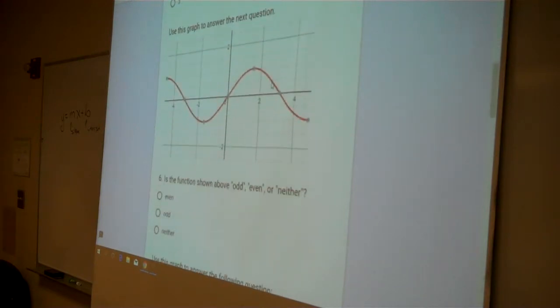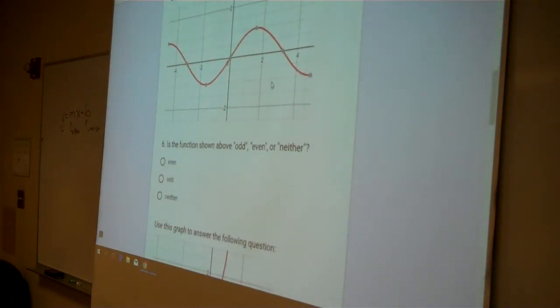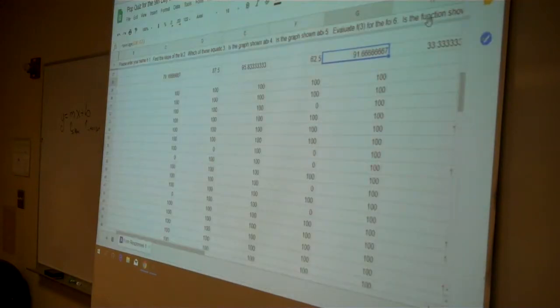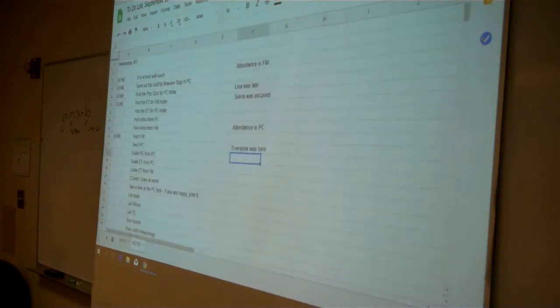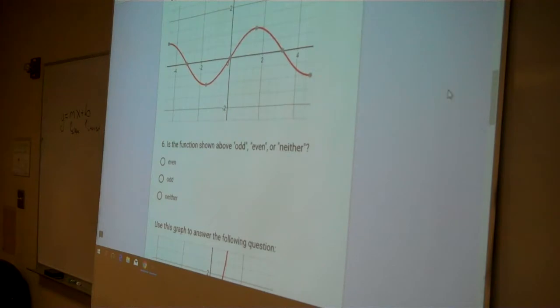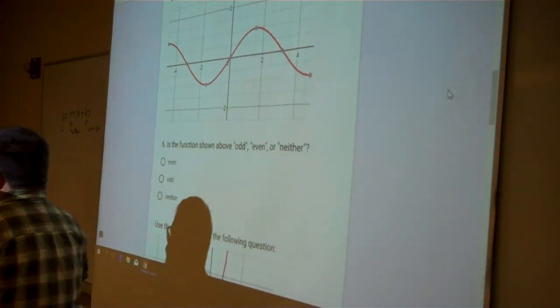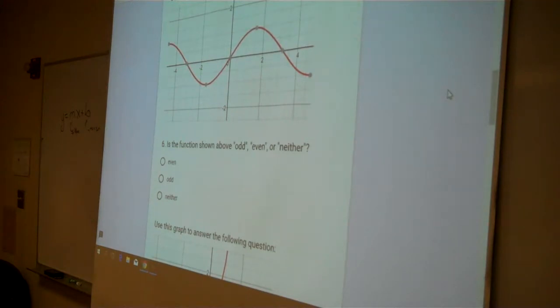Use this graph to answer the next question. That's actually the same graph, by the way. Oh, I bet this one was a struggle. Number 6, 33%. In other words, guessing, right? I just didn't try. It's a guess. There's 3 choices. Even, odd, or neither. I said odd. It is odd.